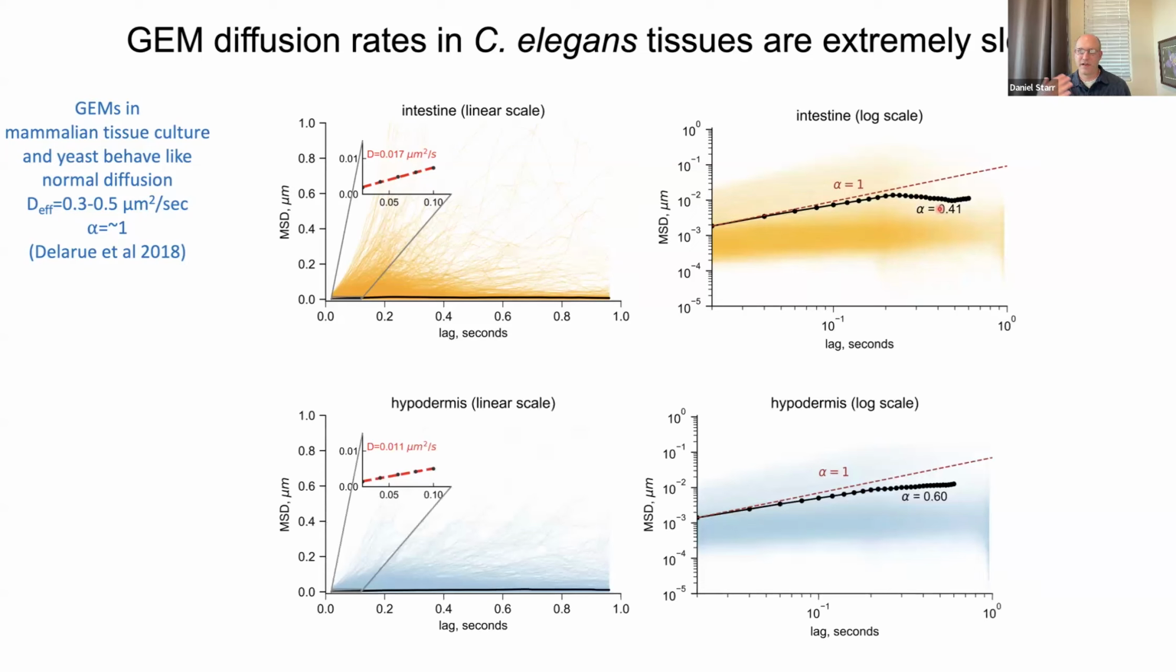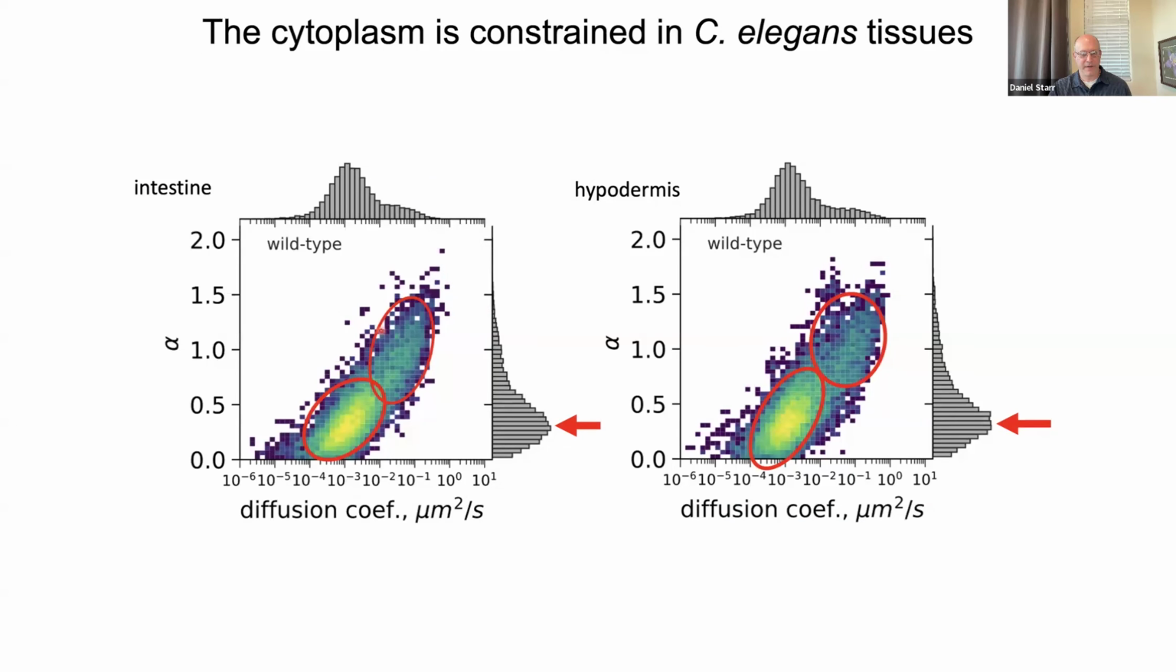We get very similar data from a separate tissue. So this isn't a tissue specific thing. If we look at the intestine or the hypodermis, these are in young adults, we get these very slow diffusion rates and these alphas of far less than 1. Okay. This is a little bit hard to look at with all these different mean squared displacements on top of each other. So what we decided to do was to plot from each track, each single GEM, the diffusion coefficient against the alpha, and we can start to learn something more about the population.